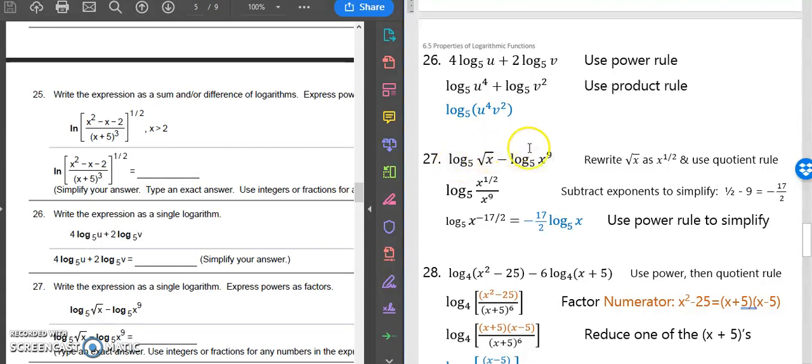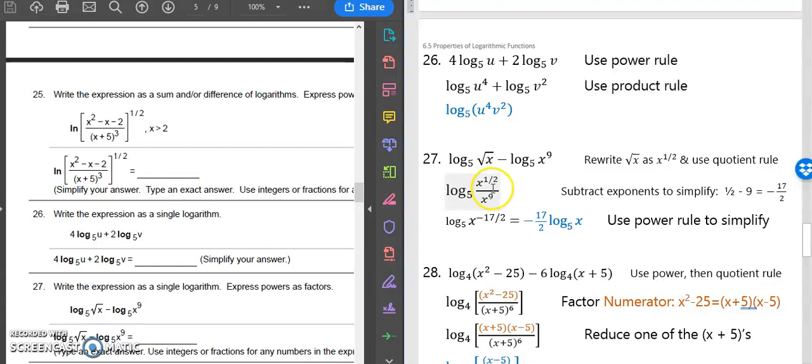For number 27, we want to write this expression as a single logarithm again. So we want to take this and condense it together as much as we can. Now remember, when we have the square root of something, we can rewrite it as that raised to the 1/2 power. So we'll take the square root of x and write it as x to the 1/2. And now because we have subtraction, we're going to use the quotient rule. So we'll have log base 5 of x raised to the 1/2 power over x raised to the 9th power.